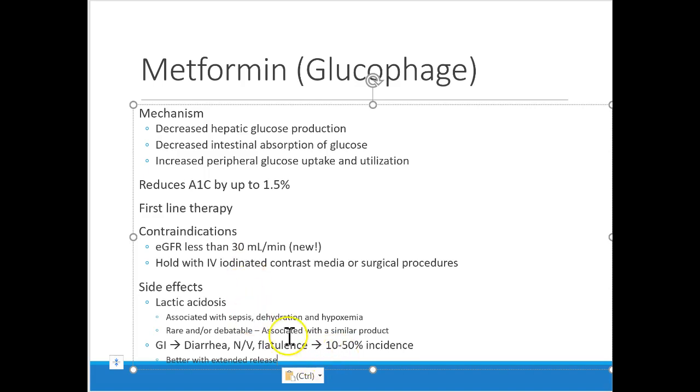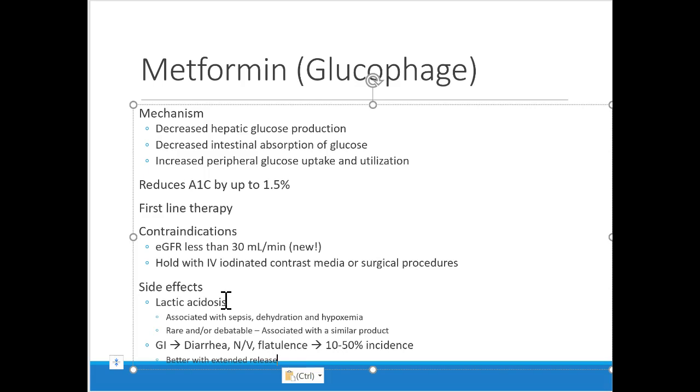The big side effect with metformin, lactic acidosis, is super rare, and there's a lot of debate whether it is even caused by metformin or not, so I'm not going to talk about it. GI side effects are what people are going to complain about with metformin. They're going to get diarrhea, nausea, vomiting, and flatulence, with 10 to 50% incidence depending on which study you read. I always recommend you start people on the extended release product because it's less likely to cause some of these GI side effects.